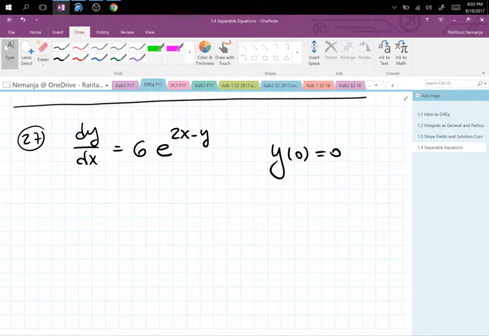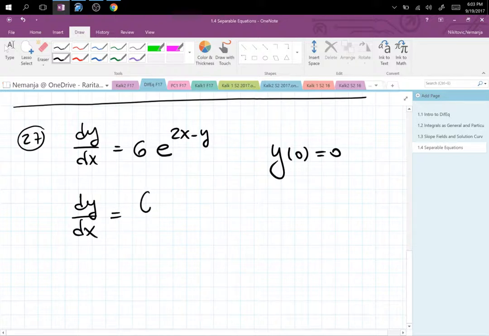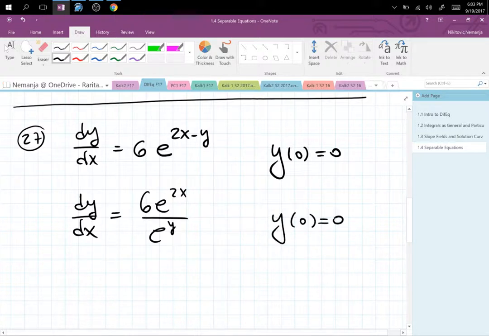So how do we separate this e? What should we do? Anyone? The e to the 2x minus y is the same as e to the 2x times e to the minus y. Nice. So the next step, if you are stuck on algebra and you shouldn't be, is 6e to the 2x over e to the y. And now you can separate the variables and then hit the integral.